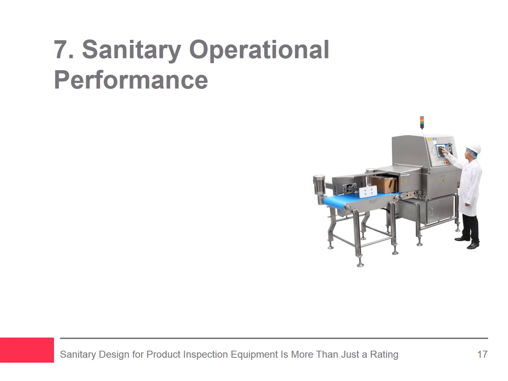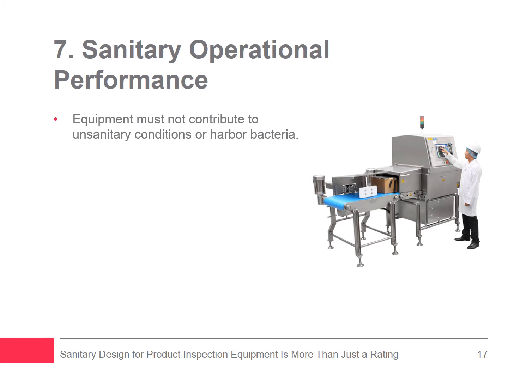Principle 7. Sanitary operational performance. During normal operations, the product inspection equipment must perform so that it doesn't contribute to unsanitary conditions or the harborage and growth of bacteria. The characteristics of the product being produced will have the greatest impact on the equipment's operational construction specifications. Avoidance of spillage and the effective separation of product contact and non-contact zones are of paramount importance.